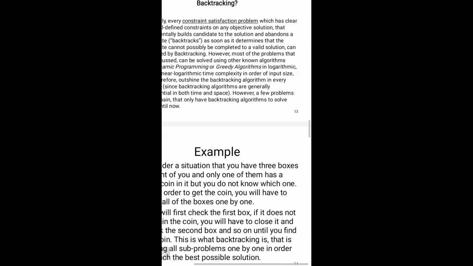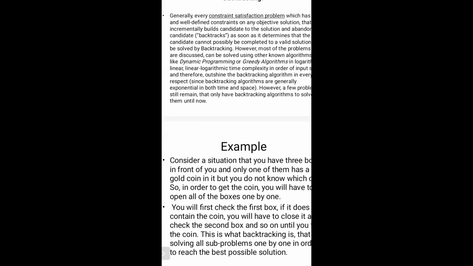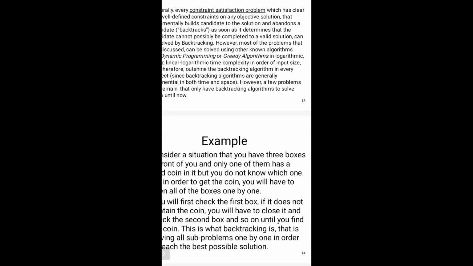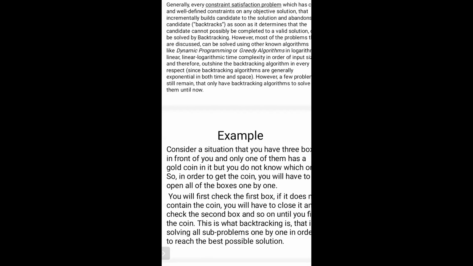However, most of the problems that are discussed can be solved using other known algorithms. That is, other algorithmic techniques are also there. By using those, we can solve problems like dynamic programming and greedy algorithms in logarithmic, linear, or linear logarithmic time complexity in order of input size, and therefore outshine the backtracking algorithm in every respect.